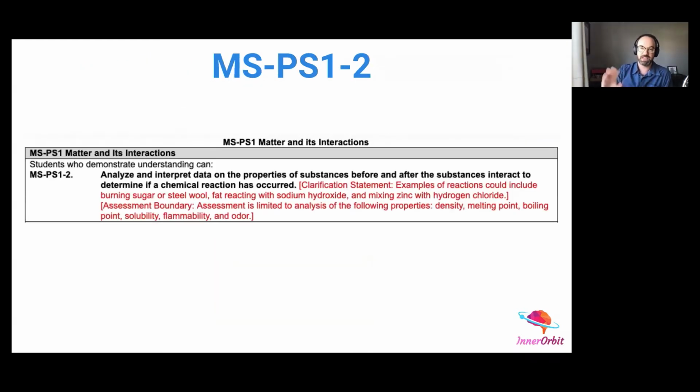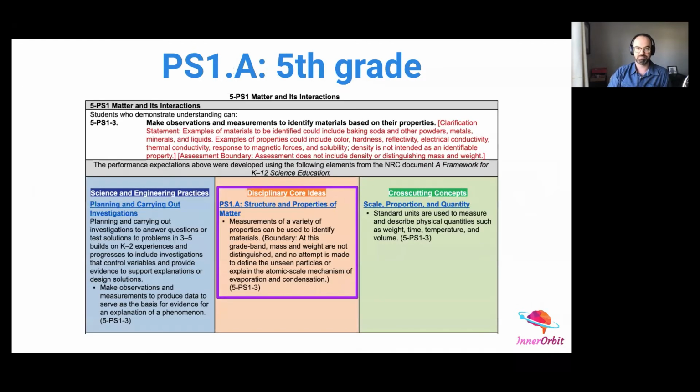So for MS-PS1-2, this is what we're going to work on all throughout this webinar. We're going to analyze and interpret data on the properties of substances before and after the substances interact to determine if a chemical reaction has occurred. There are a lot of different elements within this. We're going to drill down to just a couple specific elements and pick them apart. So before we get to that middle school performance expectation, PS1.A is also covered in 5th grade.